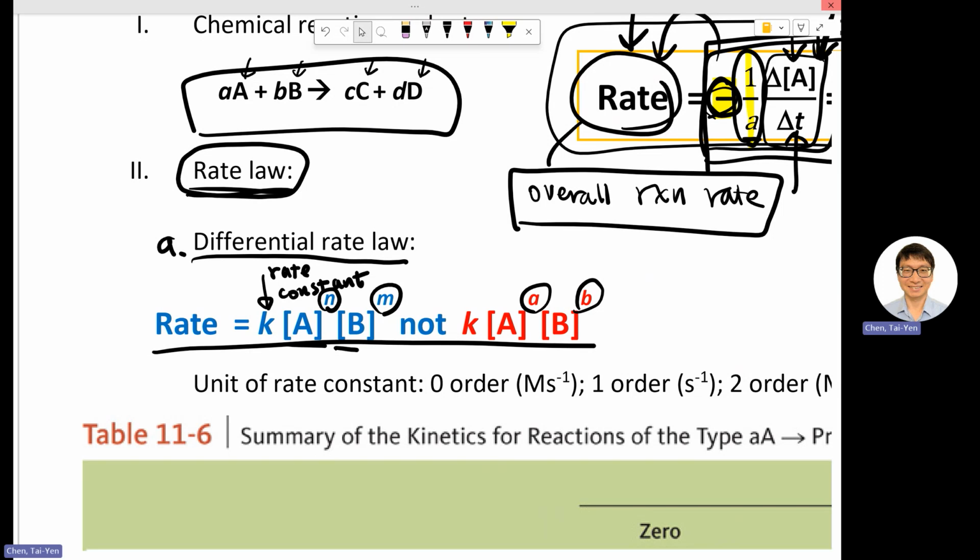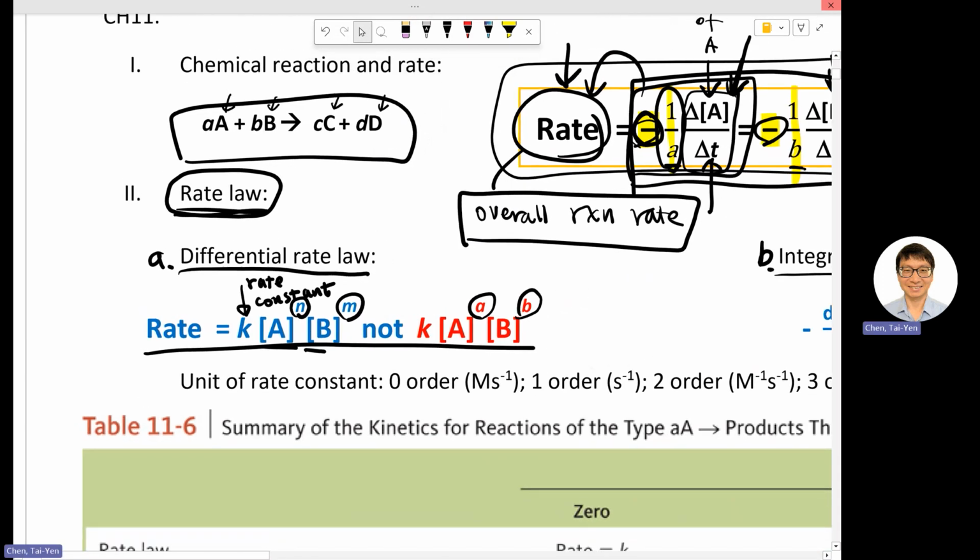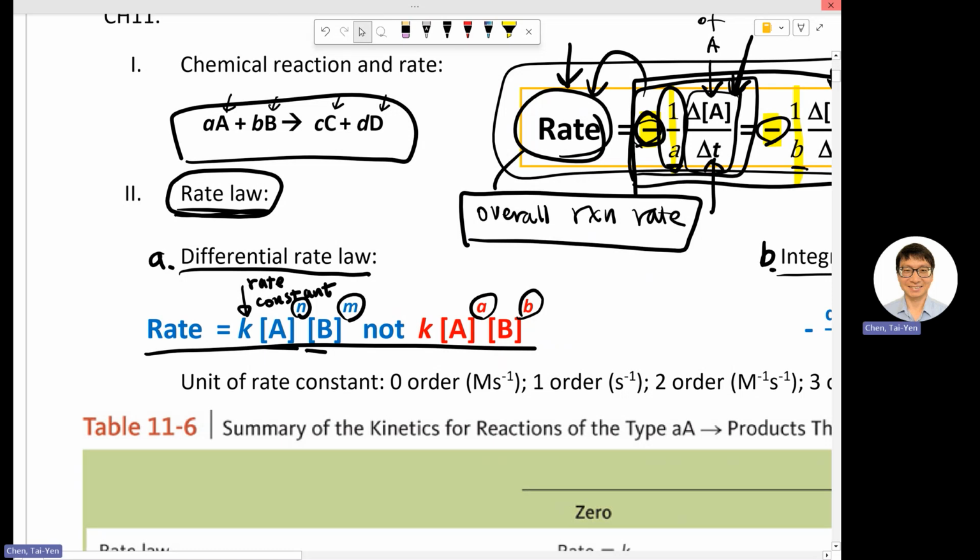And in many of the problems you're going to encounter for this chapter, you are asked to determine what the lowercase m or lowercase n is. We're going to do a lot of practice on this today. So this is the first thing to know about the differential rate law. The reaction rate is going to equal a rate constant k multiplied by the reactant concentrations raised to some unknown power.